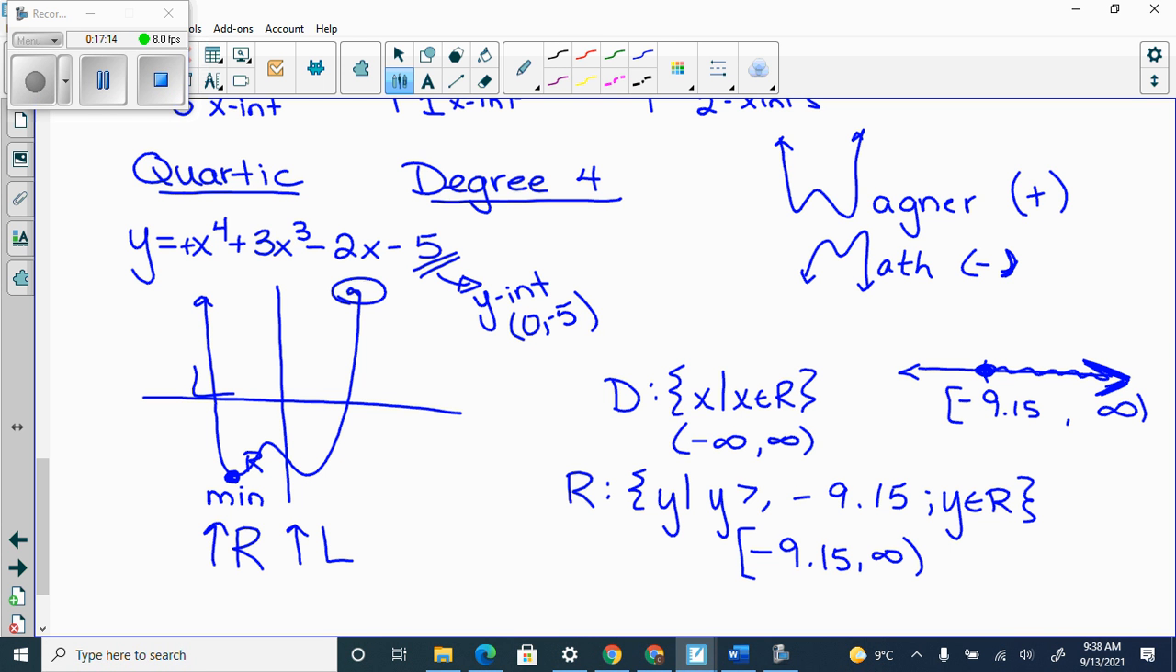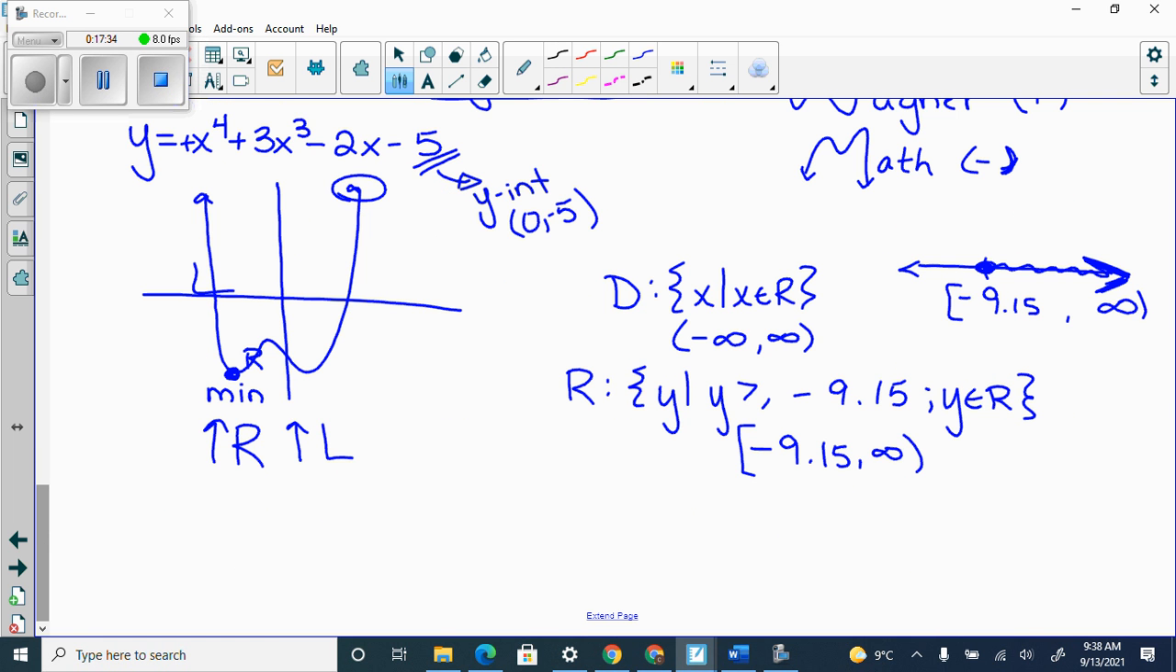How many x-intercepts can this have? 4. It could have 2. It could have 0. This one has 2. So the minimum this one can have is, the maximum it can have is, and then it can have any variation in between. 0, 1, 2, 3, or 4. Okay? So this one has 2. But the number of x-intercepts of a quartic, 0, 1, 2, 3, 4.